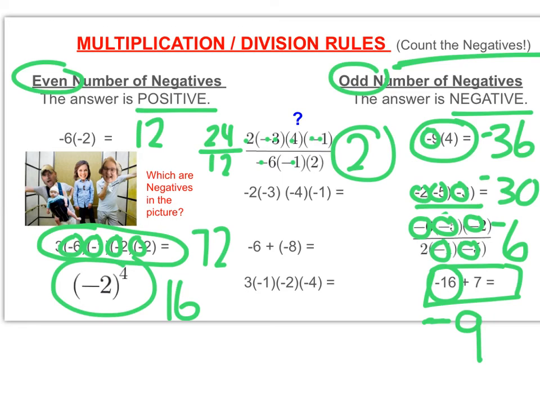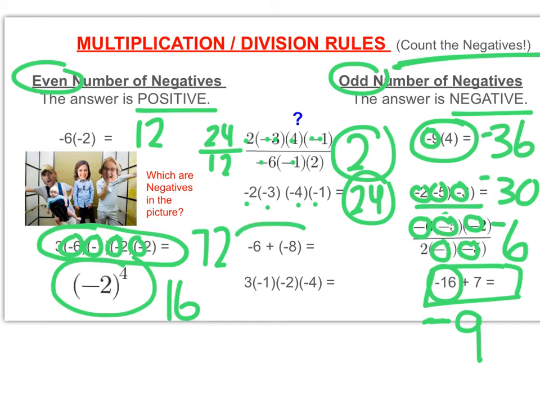Go to the next one. It's all multiplication. This time I'll count the negatives right away. I have 1, 2, 3, 4 again, so it's going to be positive again. And now I just go back to the absolute value. 2 times 3 is 6, times 4 is 24, times 1 is 24, and I already know it's positive.